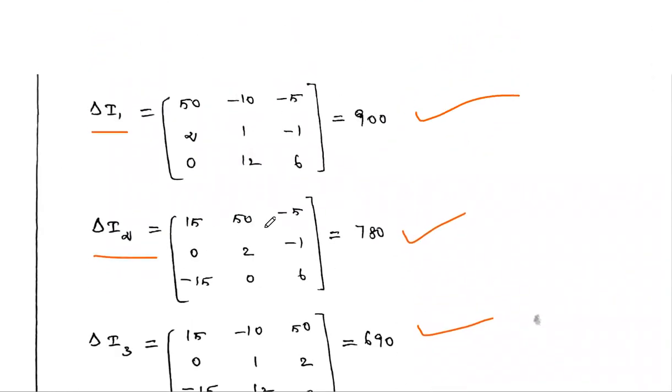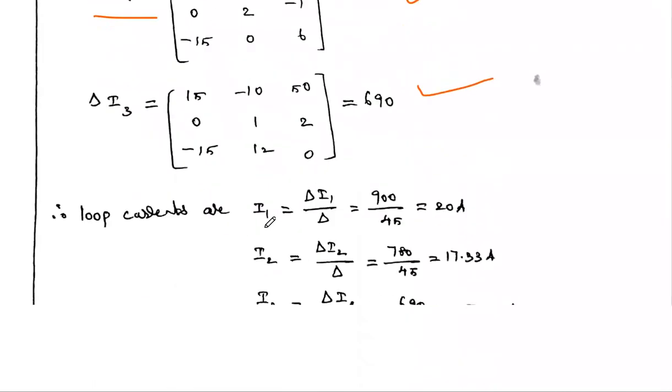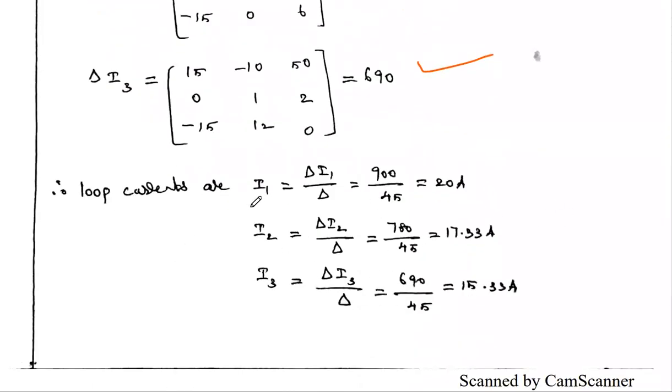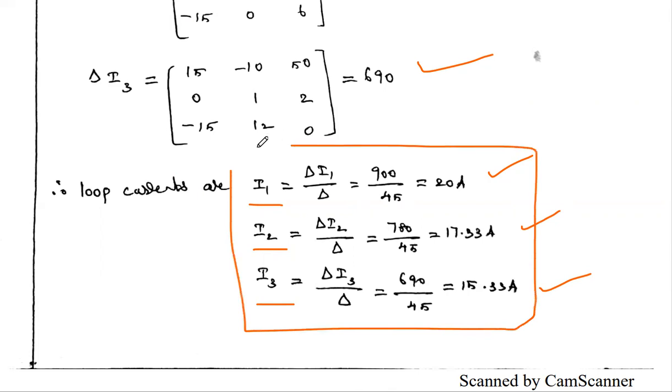After calculating del I1, del I2, del I3, we can find the loop currents. So the loop current, or mesh current, I1 is nothing but the ratio of del I1 divided by del. So 900 divided by 45, it is 20 amps. Similarly, I2 equals del I2 divided by del. So 780 divided by 45, this is 17.33 amps. I3 is del I3 divided by del. So 690 divided by 45, we can get 15.33 amps. Okay, so now these are all the loop currents, the mesh currents for the given circuit.